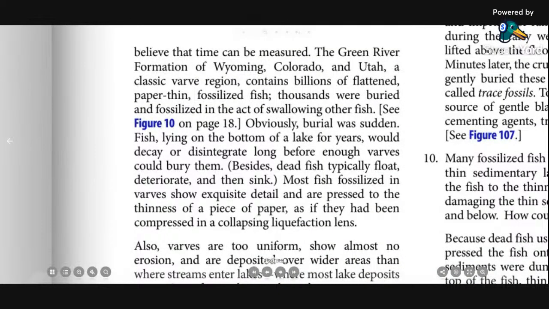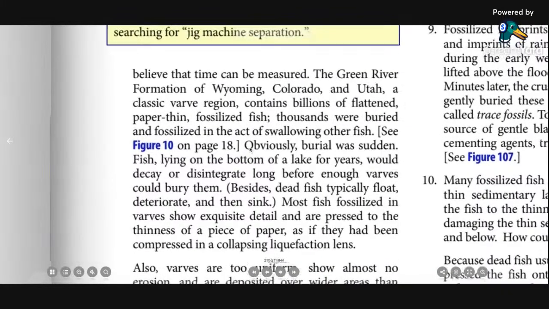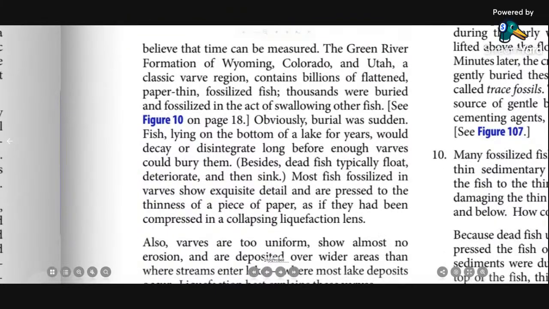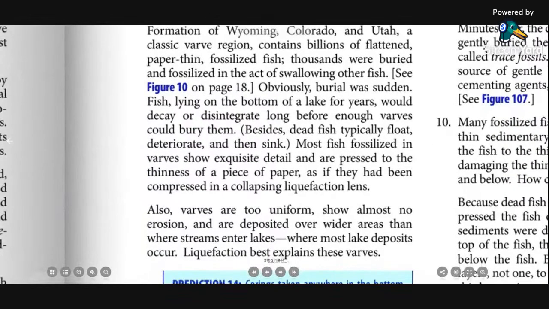The Green River Formation of Wyoming, Colorado, and Utah, a classic varve region, contains billions of flattened, paper-thin, fossilized fish. Thousands were buried and fossilized in the act of swallowing other fish. See Figure 10 on page 18. Obviously, burial was sudden. Fish lying at the bottom of a lake for years would decay or disintegrate long before enough varves could bury them.